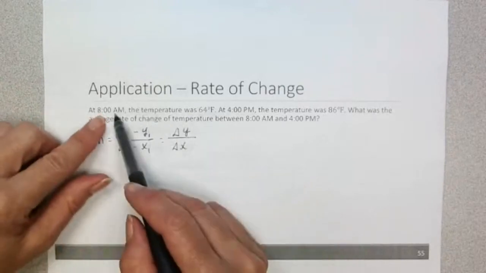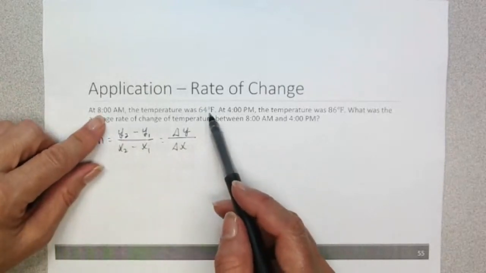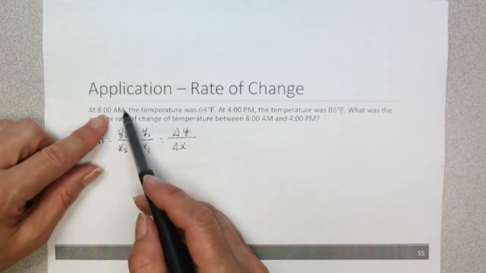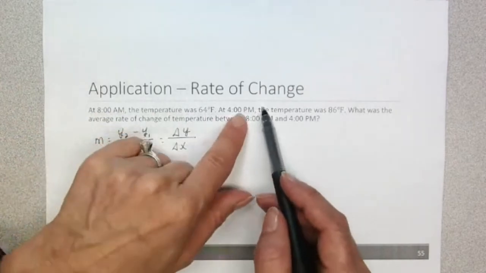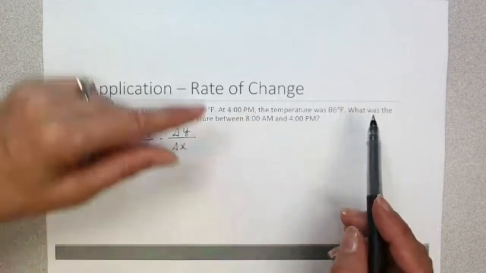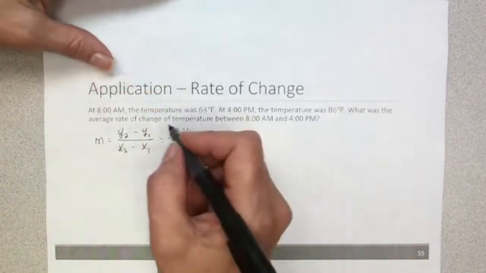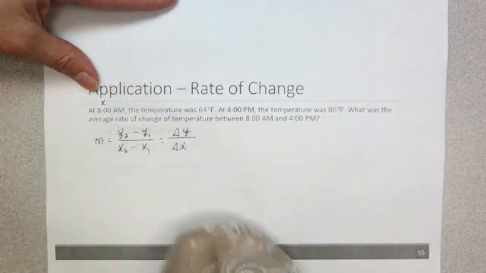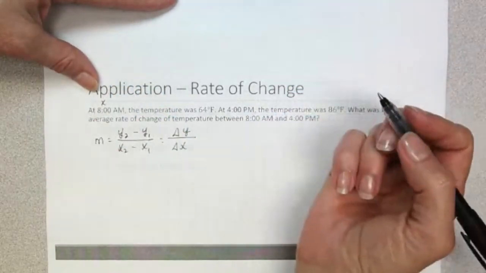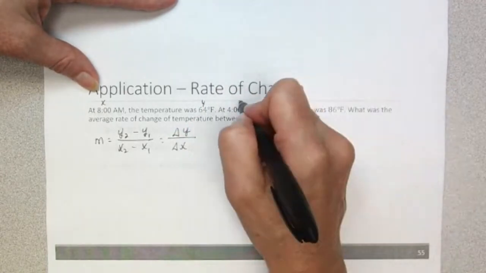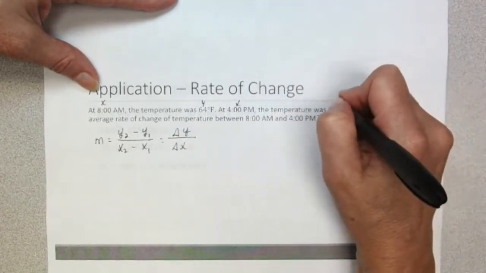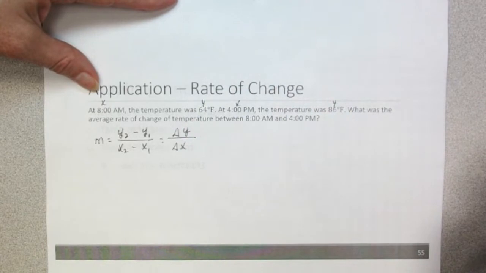So given an x, what is y? Well, given a time, we can determine the temperature, right? Given 8 a.m., the temperature was 64 degrees. Given 4 p.m., the temperature was 86 degrees. So it sounds like my x's are the times, and my y's are the temperatures. So I think I might be able to write 2 points here. There's something weird going on with this time.